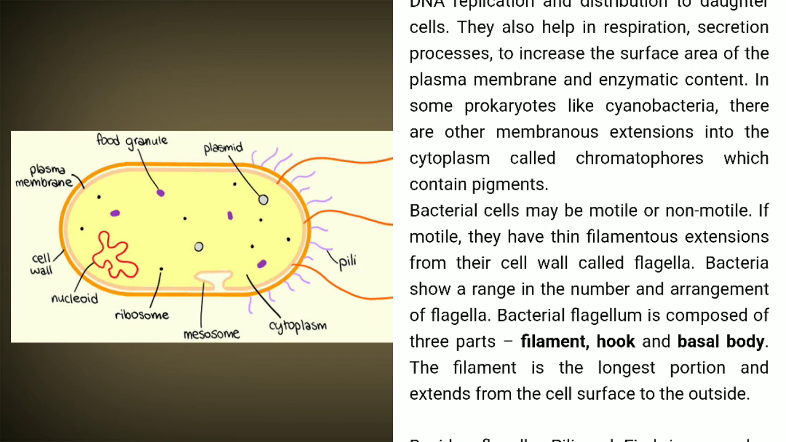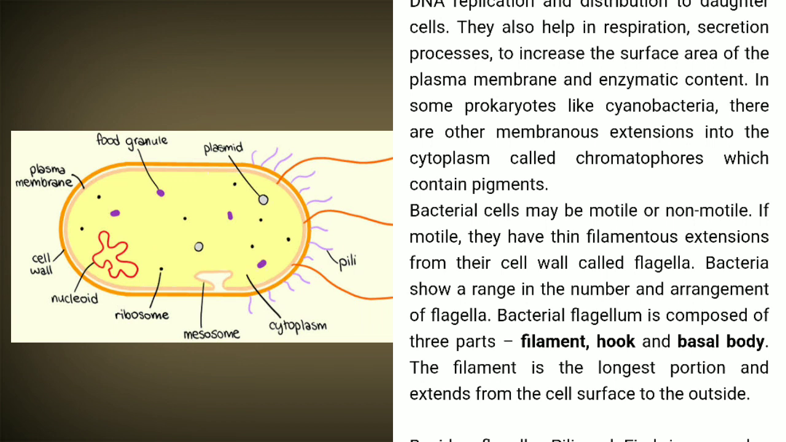And out of this, the filament is the longest portion and extends from the cell surface to the outside. This flagella helps in the movement or locomotion of a bacterial cell. Now along with the flagella, there are some other structures which are called the pili or the fimbriae.